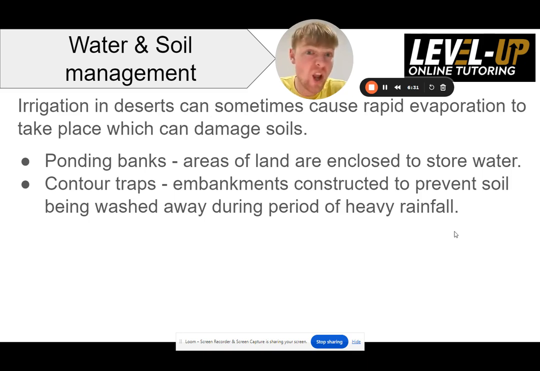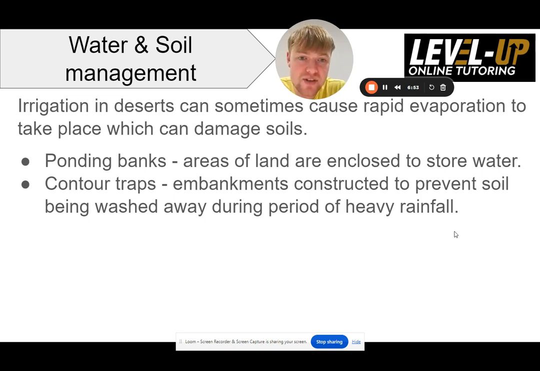So contour lines, for example, show the height, shape and relief of the land. These contour traps are built so that if there's a steep area of land, when it rains, because of the soil not being very well compacted together and quite poor, it traps the soil so it doesn't move anywhere. It tries to kind of prevent soil erosion.